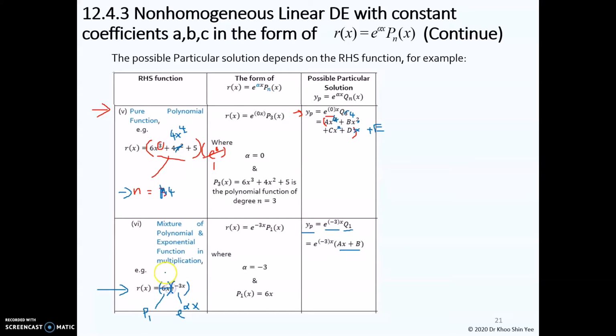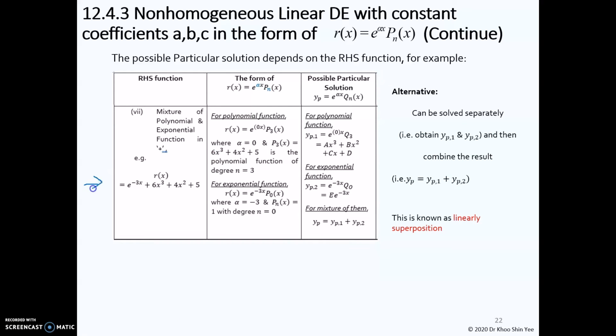If the polynomial here is 6, then the degree will be 0. So the general polynomial equation here, you can write it equal to a only. If the polynomial function here is changed to 6x squared, then the degree is 2. So the general formula for the polynomial function here will be equal to ax squared plus bx plus c. So this is how you propose the particular solution.